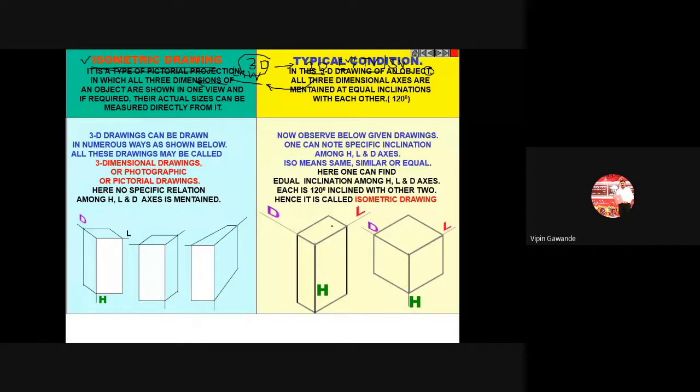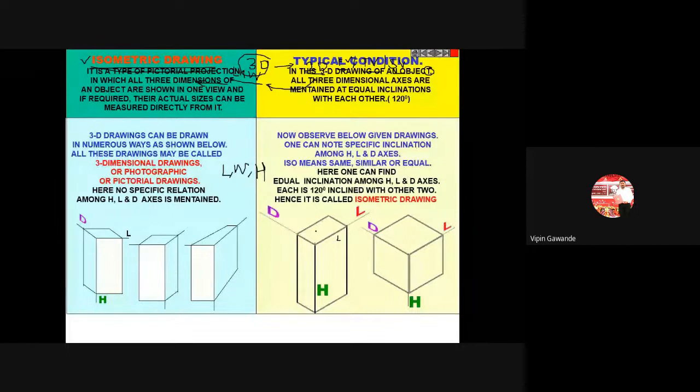In this case, we have three-dimensional drawings, so we have three axes, and each axis represents one dimension. Here L, D and H are given. The vertical axis is always height. Out of the other two axes, L and D, we can take length on either one, because we have three dimensions: length, width and height.